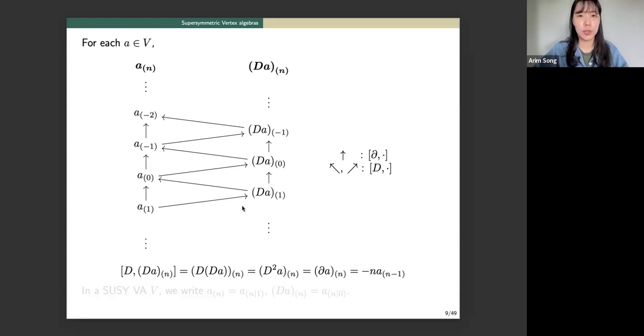In the supersymmetric vertex algebra, we also have the supersymmetry D, an odd endomorphism, and we can consider the supercommutator with D. One can easily see that since D is an odd derivation for the nth product, D goes diagonally in this way. Basically, the supersymmetry D relates two different fields by taking its commutator. In a supersymmetric vertex algebra, to emphasize that two elements A and DA are coupled as superpartners, we often write the nth product of A as A sub n/1, and the nth product of DA as A sub n/0.